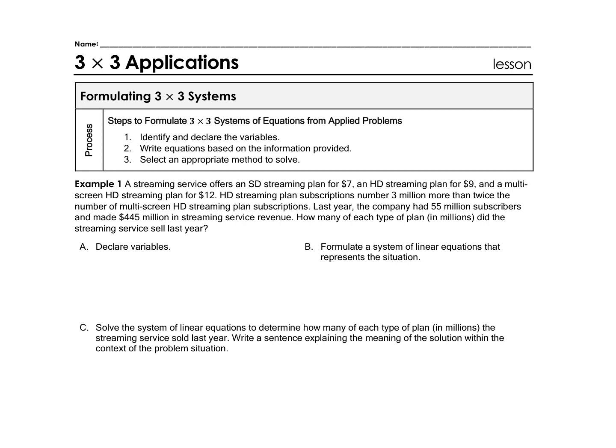So it's really up to you. All right, so first thing, we're going to identify and declare variables, and then we're going to write the equations based on the information provided, and then I'll let you pick whatever method you want to solve.